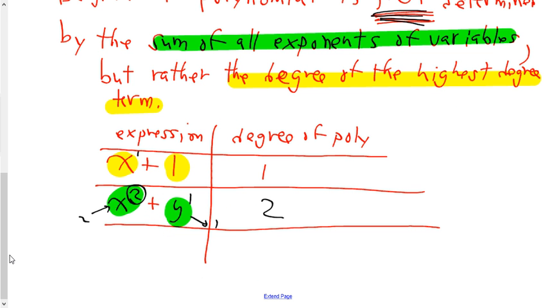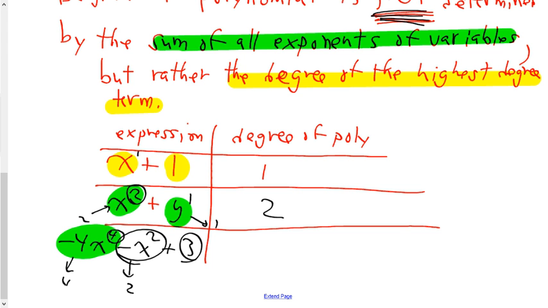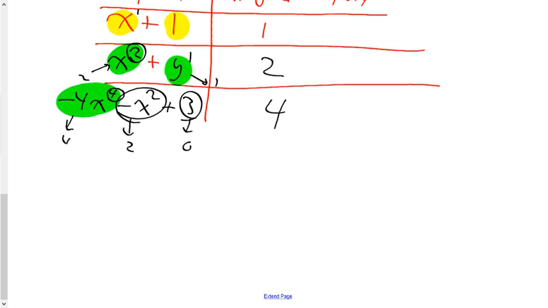Let's continue on. Let's look at a trinomial this time: negative 4x to the exponent of 4 minus x squared plus 3. There we have a trinomial. This term within our trinomial has a degree of what? Well, it's the exponent, so it has a degree of 4. This term has a variable of x with an exponent of 2. And this term is just a constant. There's no variable, so it has a degree of 0. Of those three terms, 4, 2, and 0, the highest is 4. So the whole trinomial simply has a degree of 4.